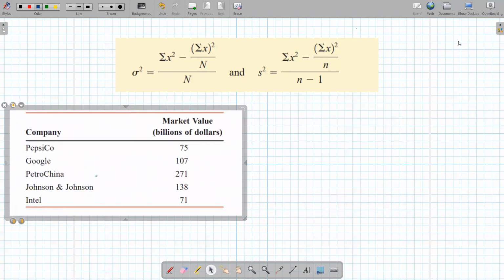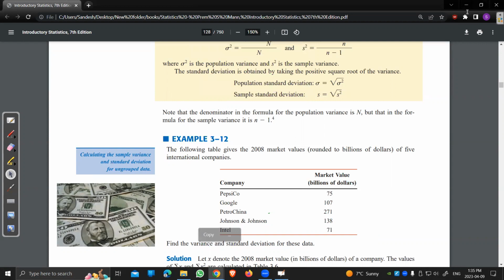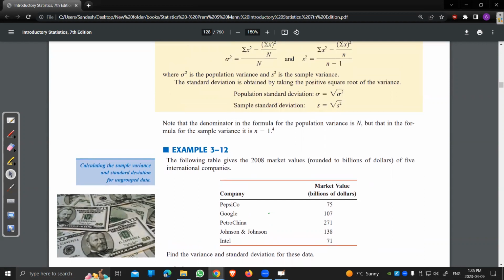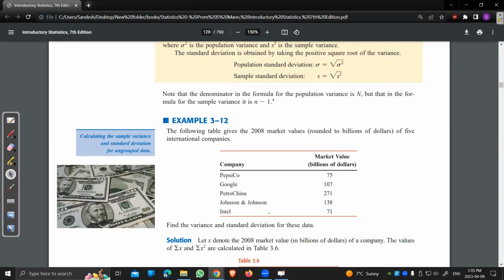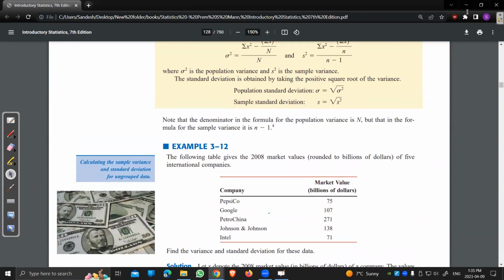So they've given us 5 numbers. What do they want? Find the variance and standard deviation. I have a question for you. It doesn't really say anything, but do you think this is a sample or a population? Are these companies a sample data set or a population data set? A sample, right?